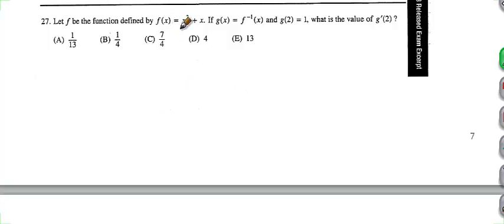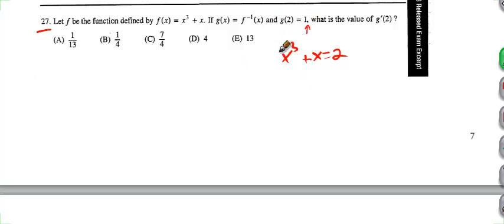All right, so we have f of x here. We have g equal to the inverse of f, so g of 2 equals 1. What is the value of g prime of 2? Now, we've got to realize here that normally we set this equal to 2, so x cubed plus x equal to 2. But this being number 27, so early on, you can't really use your calculator. And that's kind of tricky to solve.